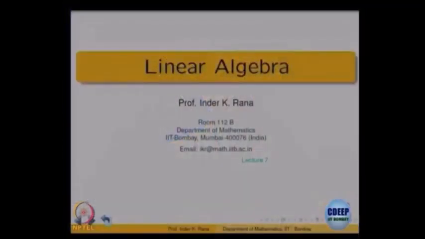So, welcome to today's lecture. We will just recall what we had done last time and then describe what we will be doing today. If you recall, last time we looked at how to find the inverse of a matrix, and we proved a theorem, namely that a square matrix is invertible if and only if its reduced row echelon form is the identity matrix. And we also gave an algorithm for finding the inverse in that case.